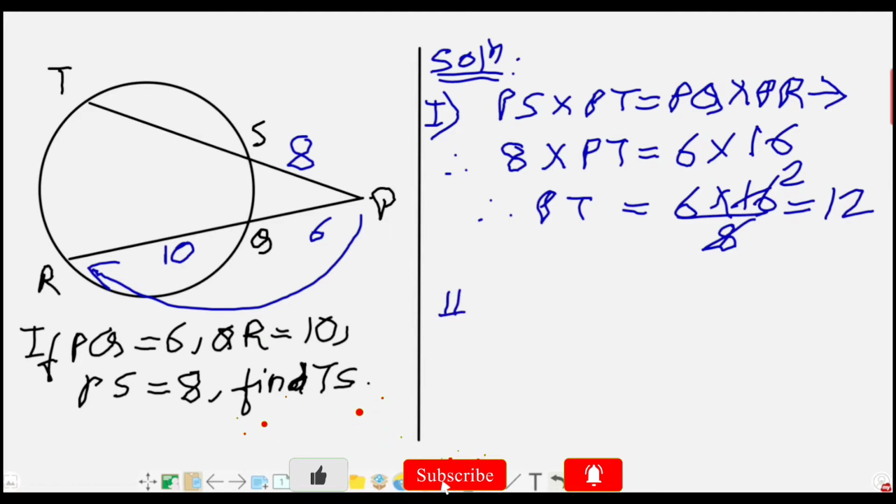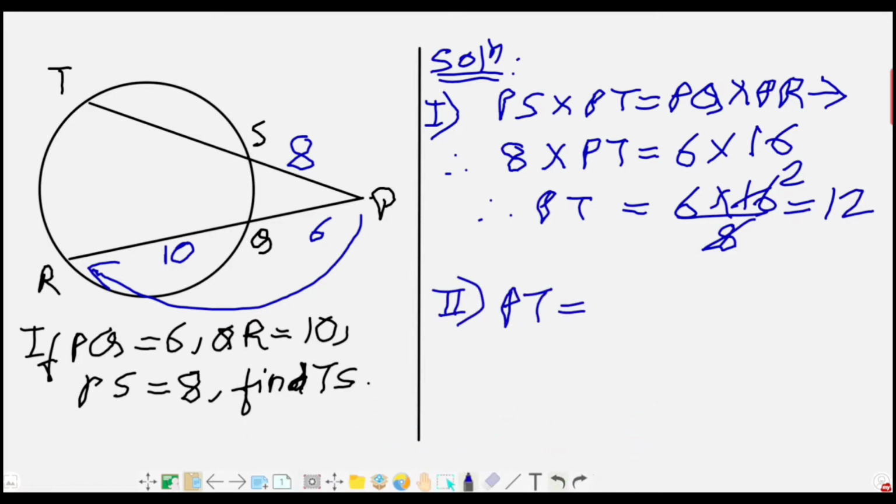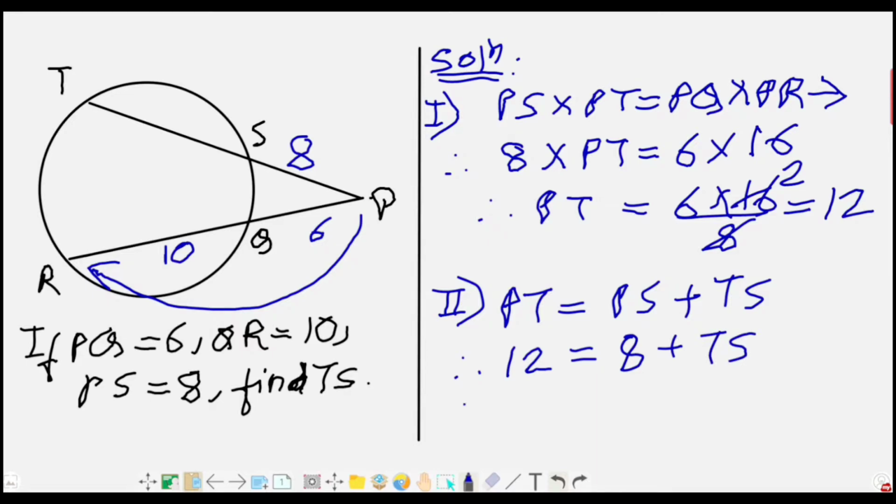But you are asked to find TS. When you look at the figure, PT is PS plus TS. You got your PT as 12 and PS is 8, so you can easily get the value of TS. So your TS will be 12 minus 8, that is 4.